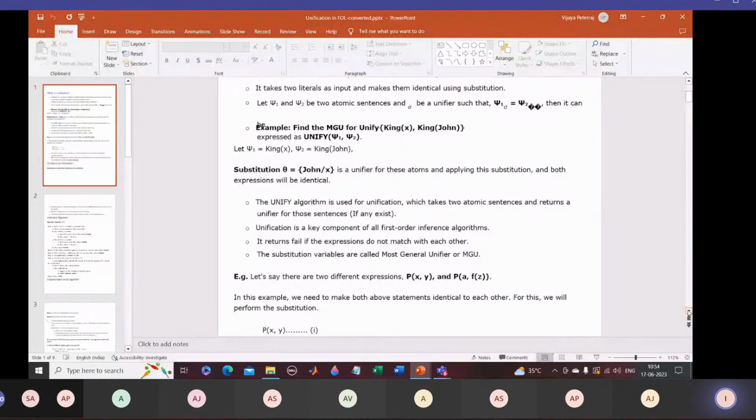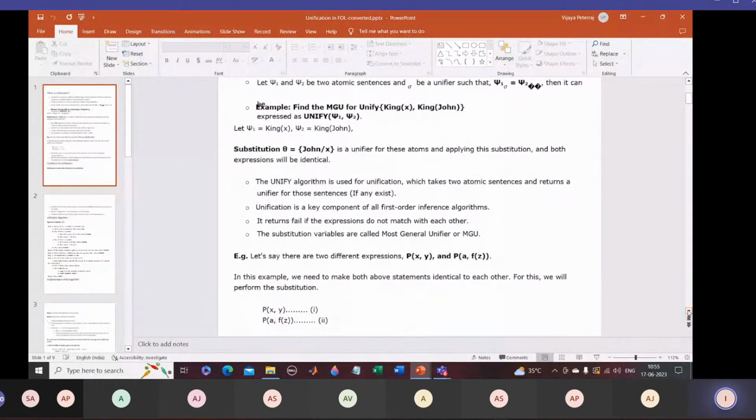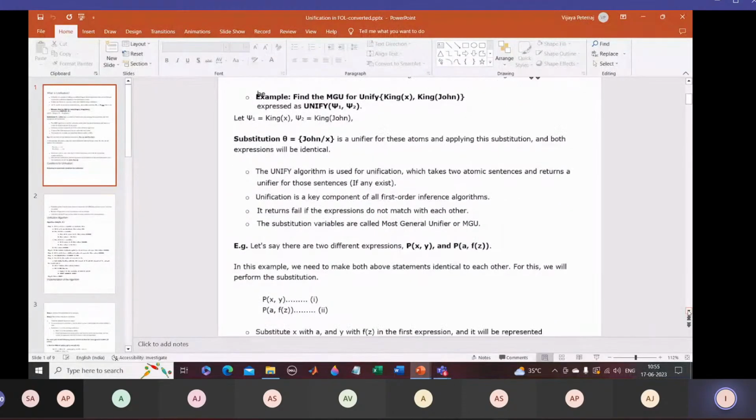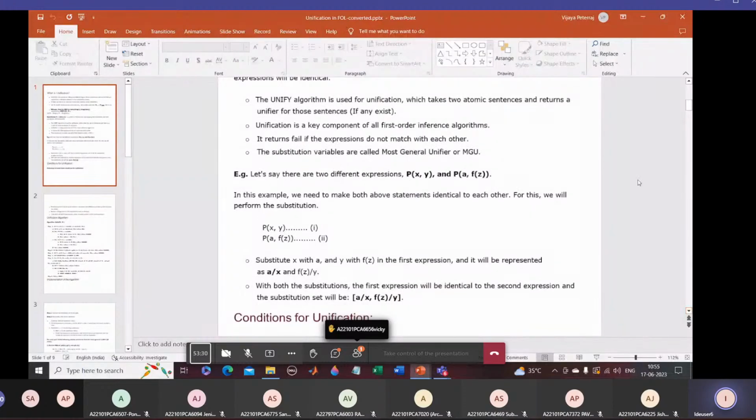It is a key component of first order inference algorithms. When the expressions do not match each other, it returns fail. The substitution of the variables is called the MGU, that is the most general unifier. They are taking an example here, taking these two expressions and unifying them. For the examples, kindly go through them.